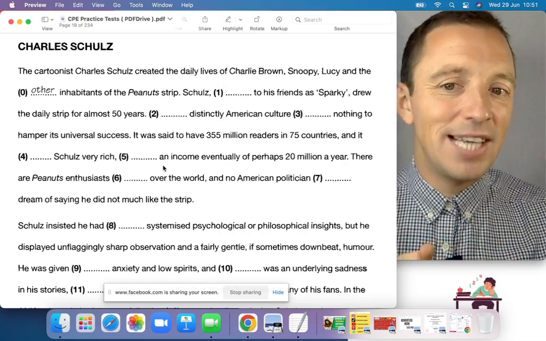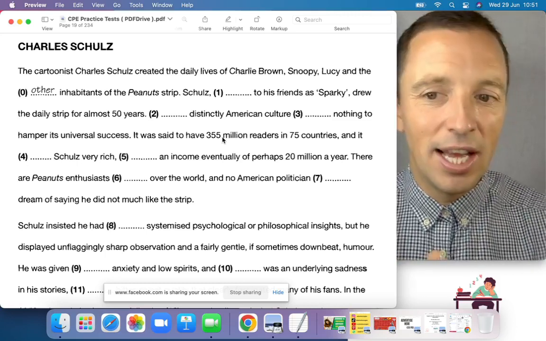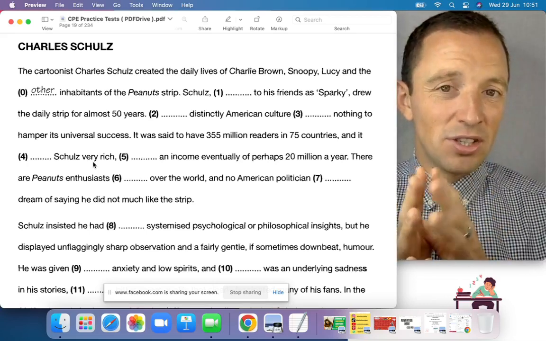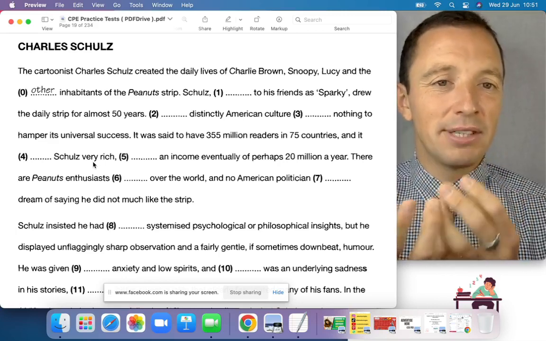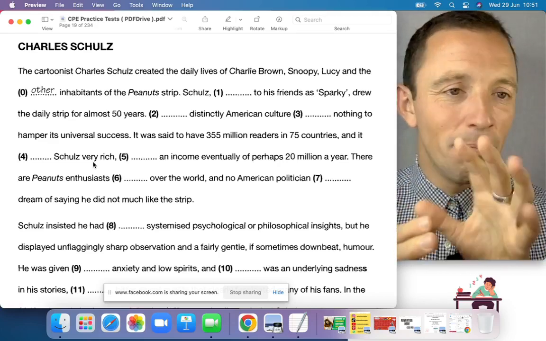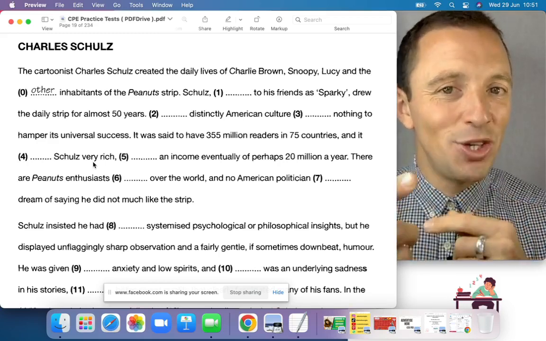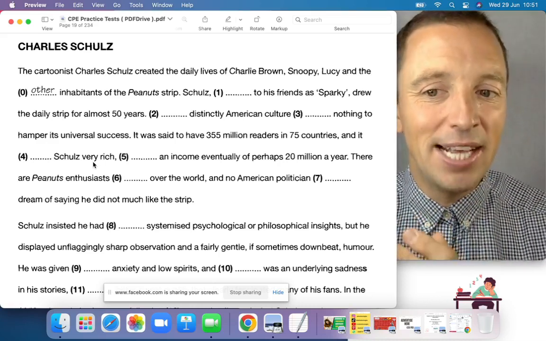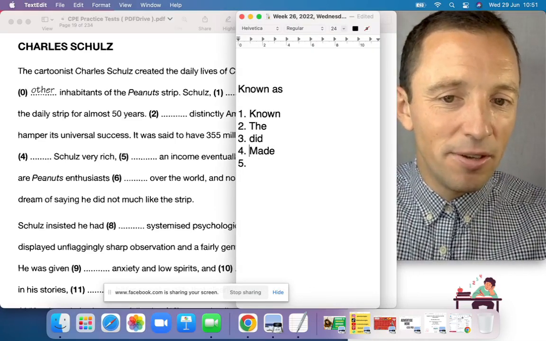Next sentence. It was said to have 355 million readers in 75 countries, and it made Schultz very rich. This is very easy for me because there's a structure here with rich, and the context is success. So obviously Schultz received a lot of money. Schultz generated a lot of money. So the cartoon made him rich. To make him rich is the structure. And here it's the past. It made Schultz very rich. For me, it's the only option that's possible for number four.